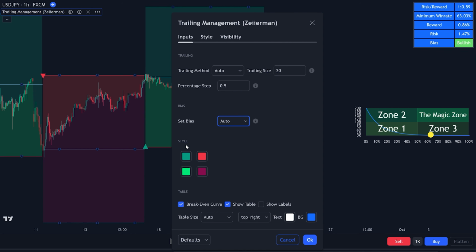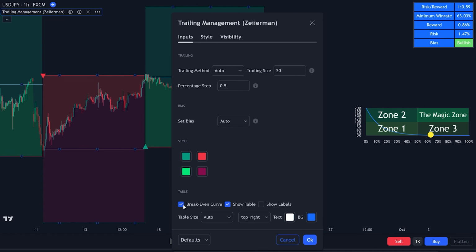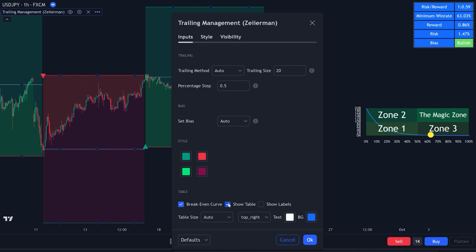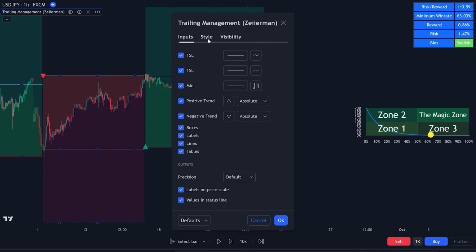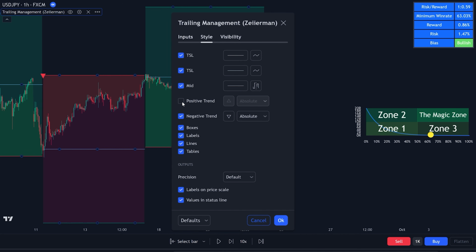If you prefer, you can change the style colors, modify the color settings to improve visibility, or to match personal preferences or chart themes. You can choose to enable or disable the break-even curve as per your preference. You can choose to enable or disable the show table option as per your preference. Same with show labels. Additionally, the style section includes options for positive trend, negative trend, boxes, labels, lines, and tables. Enabling or disabling these will affect how these elements appear on the chart. For this video, we're going to use the default settings.